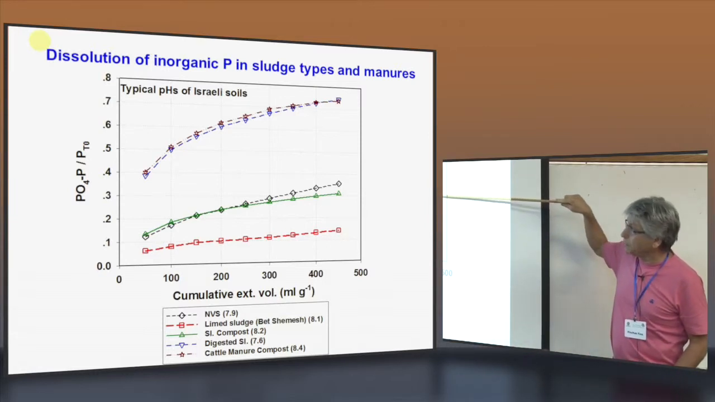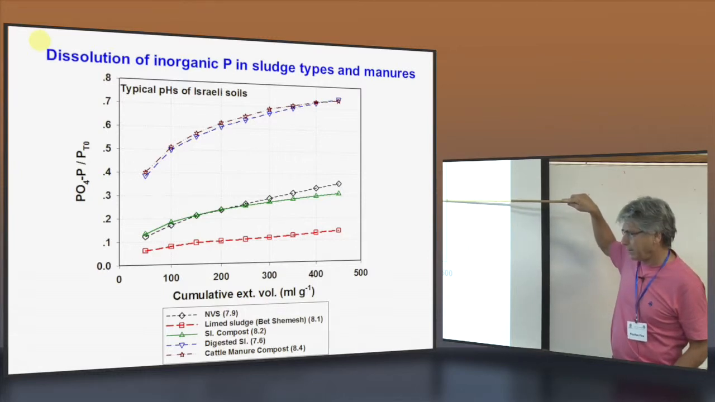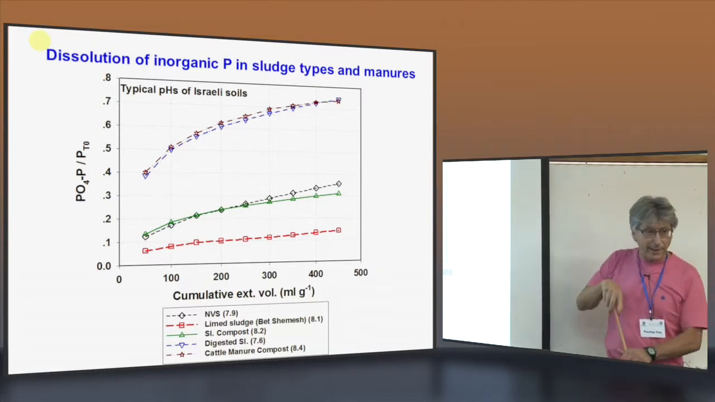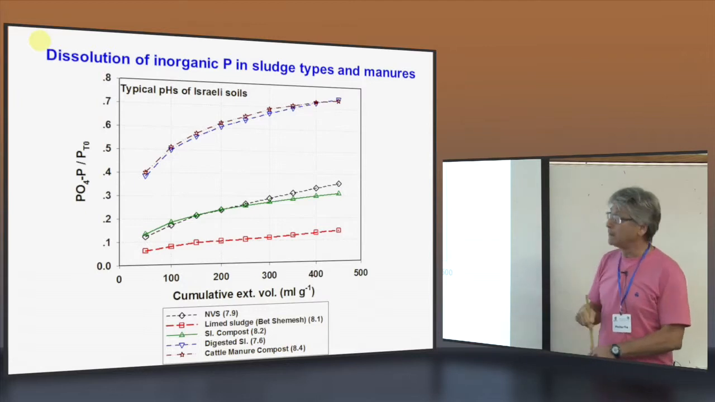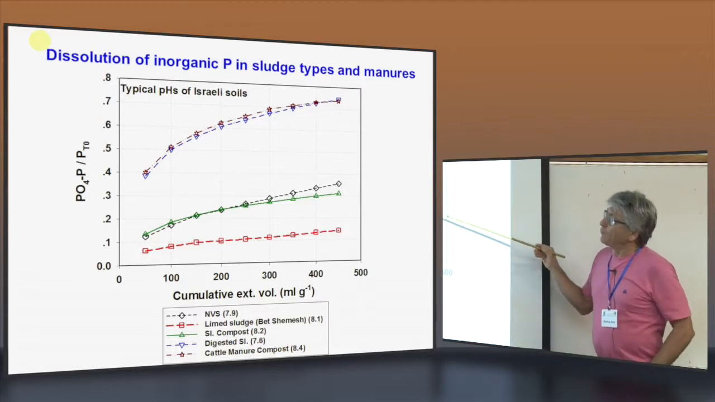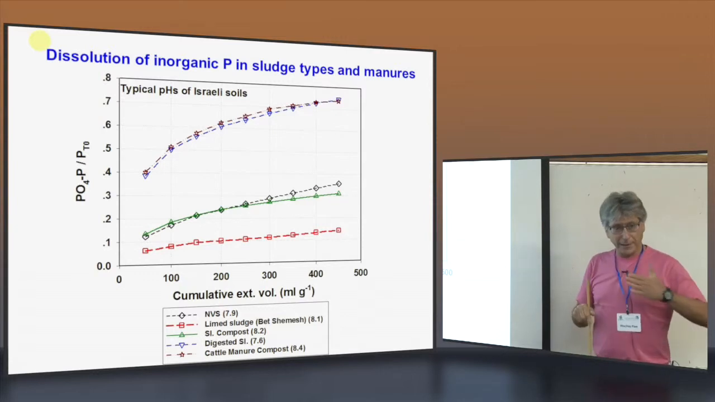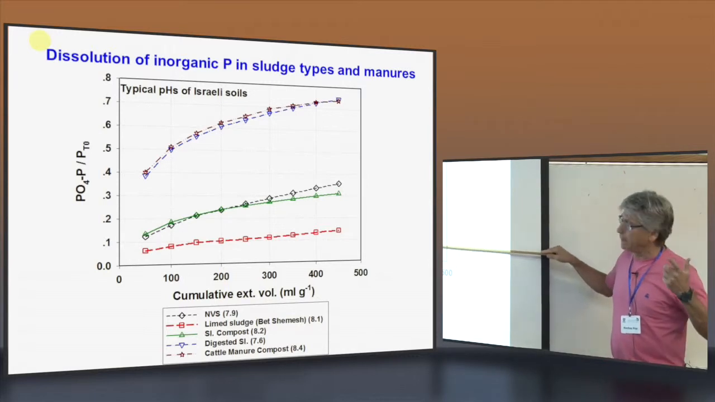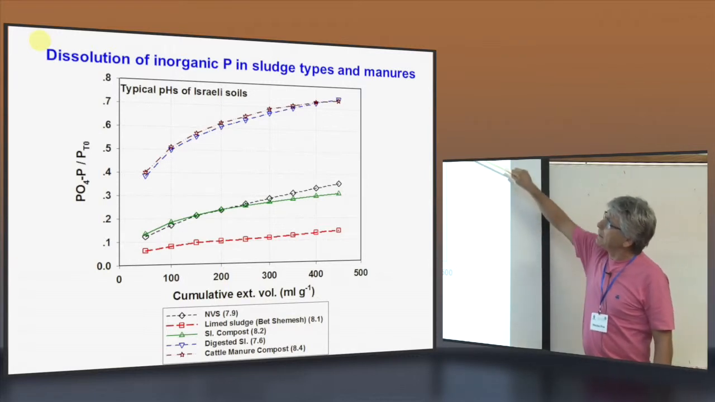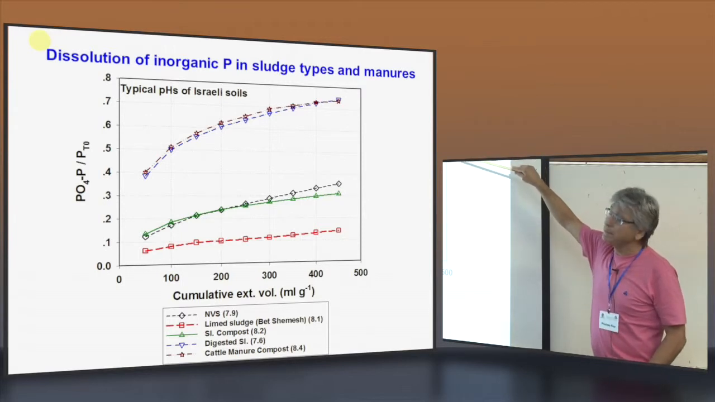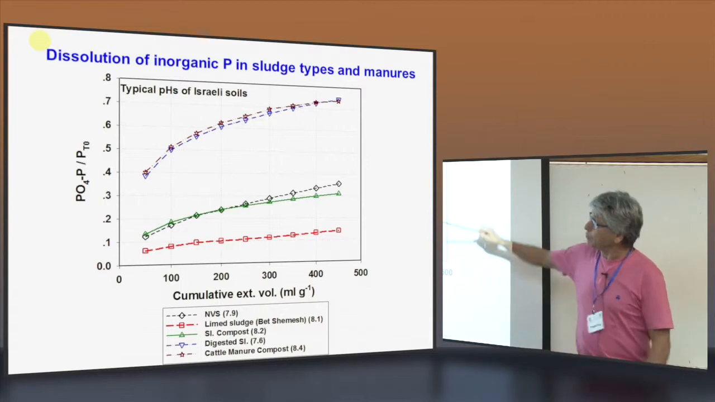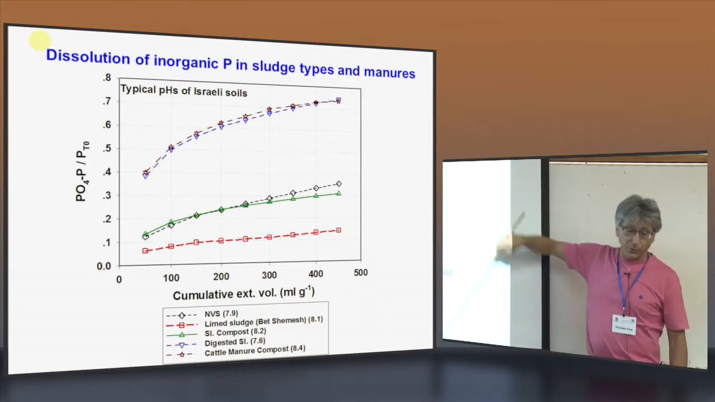This is compost, sewage sludge compost, I think. Yeah. No, this is the compost. This is the enviro soil. Exactly the same solubilization in water of phosphorus, and this is once a week removal, which is at equilibrium. This is the lime stabilized sludge from Beit Shemesh, which is much lower solubility. This is sludge from Haifa, anaerobically digested sludge, and cattle manure compost. I won't go into that, just to show you that actually compost and enviro behave exactly the same.